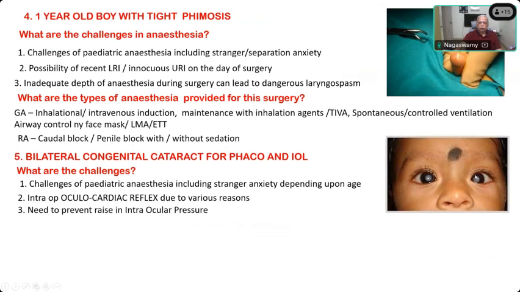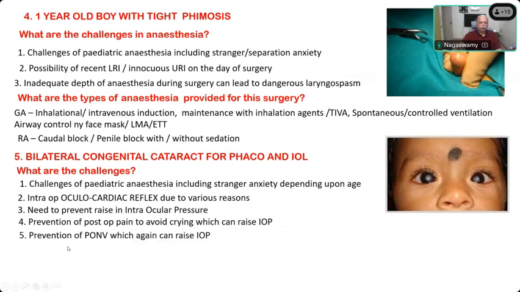So can you use ketamine in this case for induction, being a small child? No, sir. It will cause increase in intraocular pressure. It will cause an increase in IOP. So ketamine is not an agent to be used in this case. Okay. And prevention of post-op pain to avoid crying of the child, which again also can raise the IOP. So adequate post-op pain relief is important. And lastly, prevention of post-op nausea and vomiting, which again can raise the IOP. Okay. So there are so many challenges.